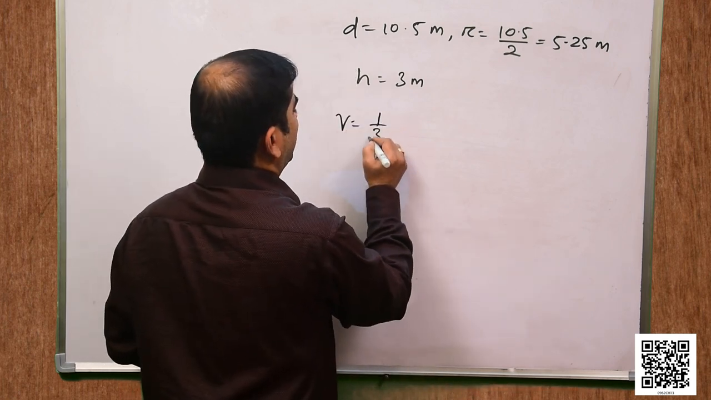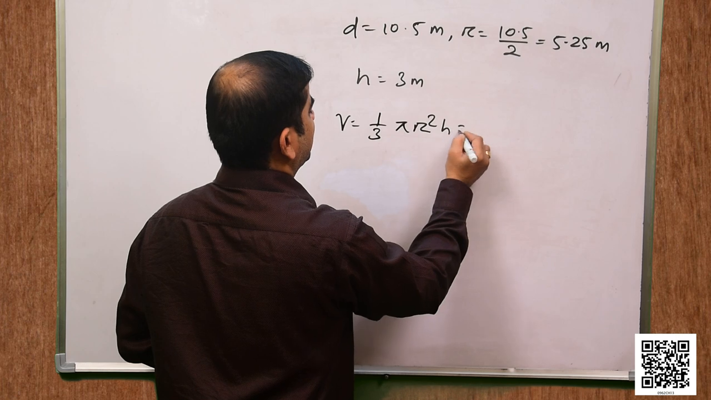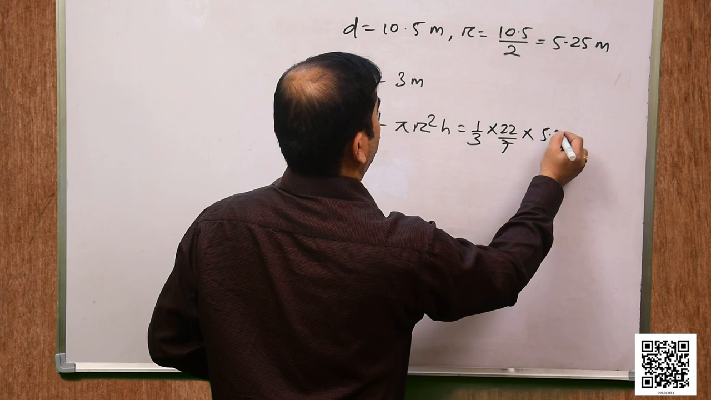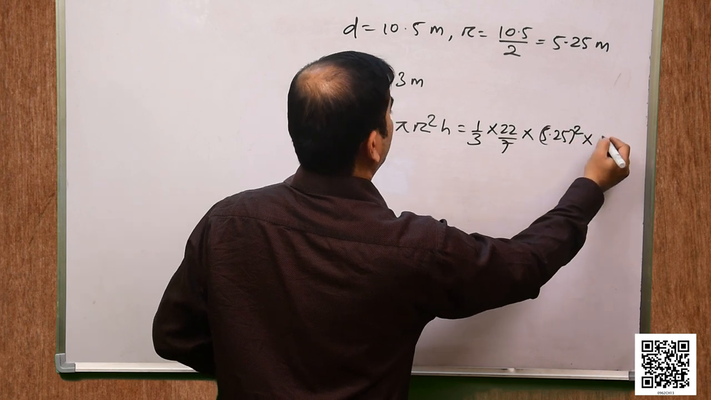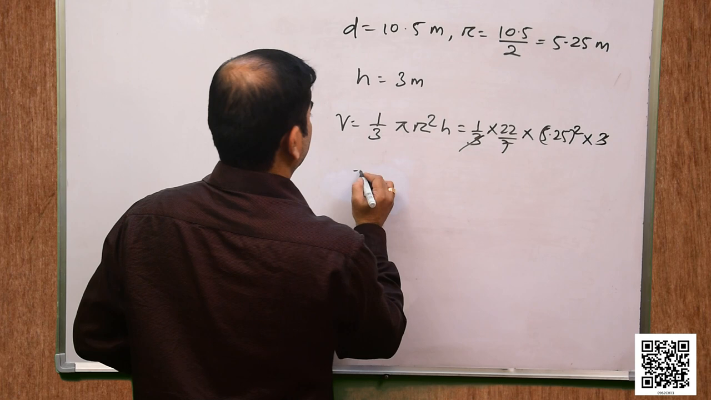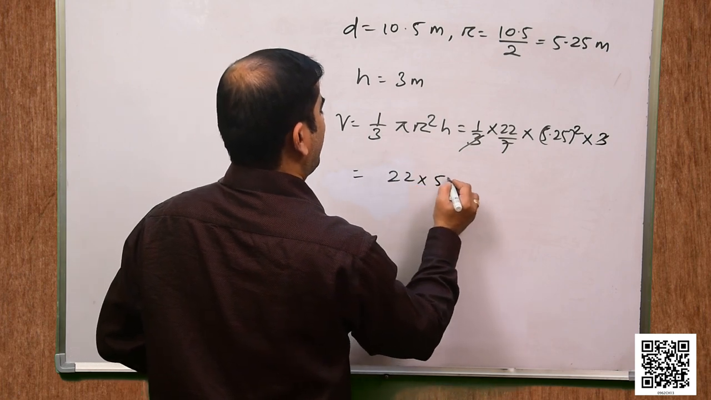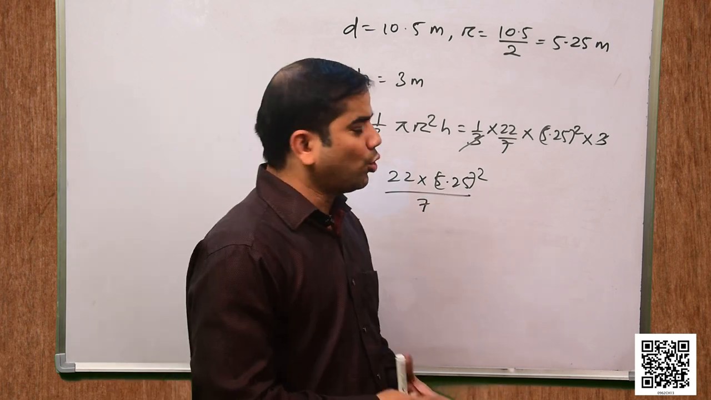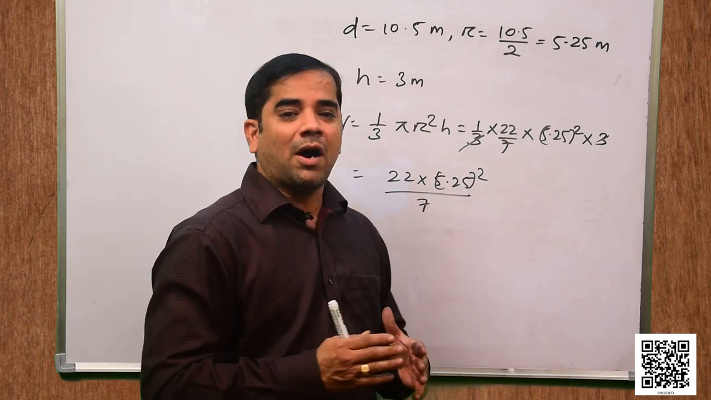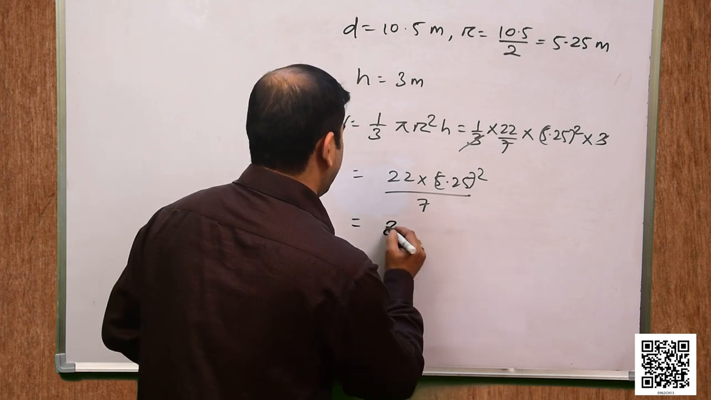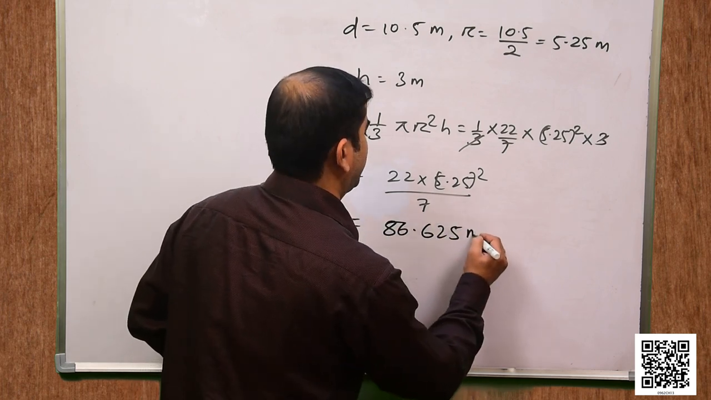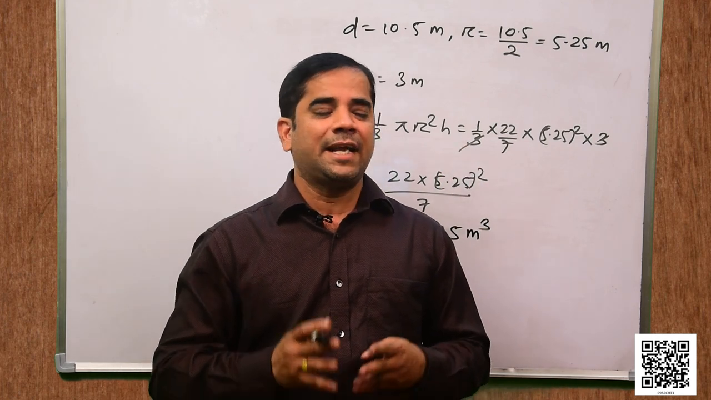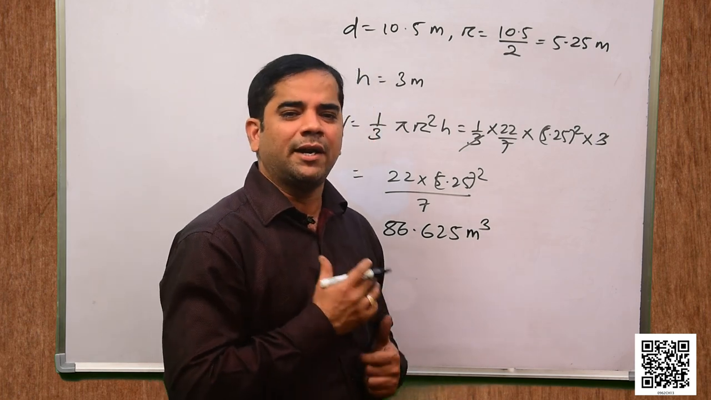Volume is equal to 1 by 3 pi r square h, that is 1 by 3 into 22 by 7 into 5.25 square into 3. So, that is 22 into 5.25 square divided by 7. So, when we calculate, we will come up to a value that will be equal to 86.625 meter cube. Hence, the volume of the heap of wheat is 86.625 meter cube.